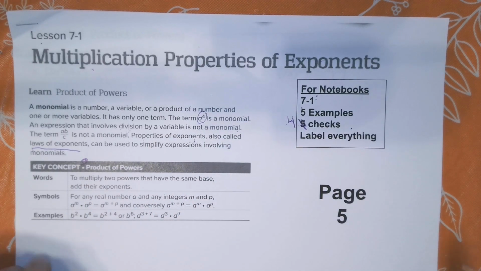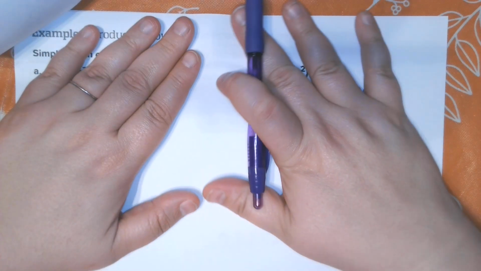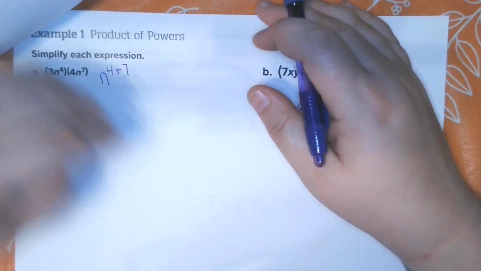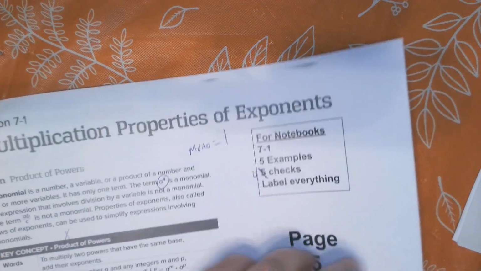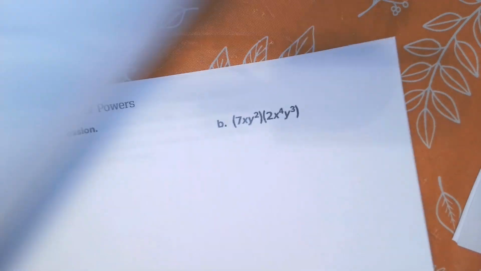Okay, we're going to example 1. Oh, see, I already did some of this because I messed up. Let me have the other paper. Good thing I print more than one thing.